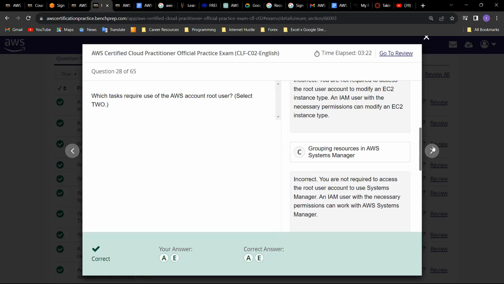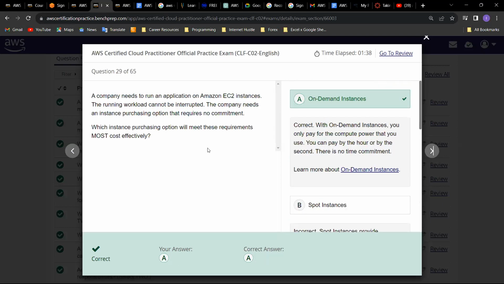And question 29, we also had: a company needs to run an application on Amazon EC2 instances. The running workload cannot be interrupted. So here, the first thing is the workload cannot be interrupted. The company needs an instance purchasing option that requires no commitment. Which instance purchase option will meet this requirement most cost effectively?